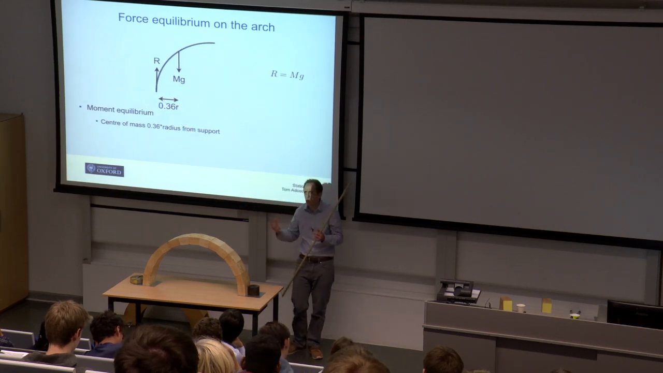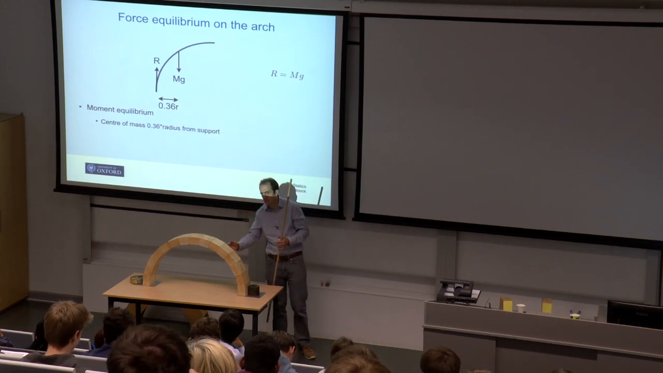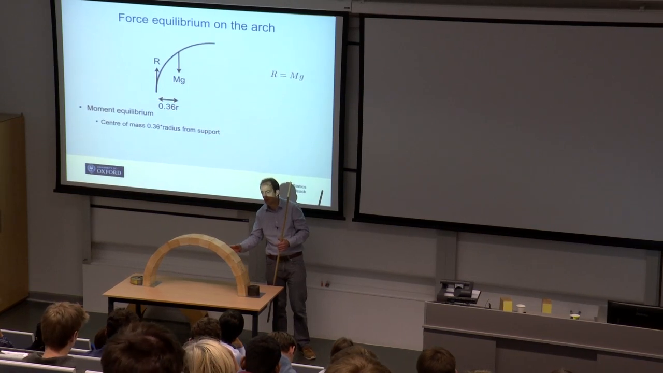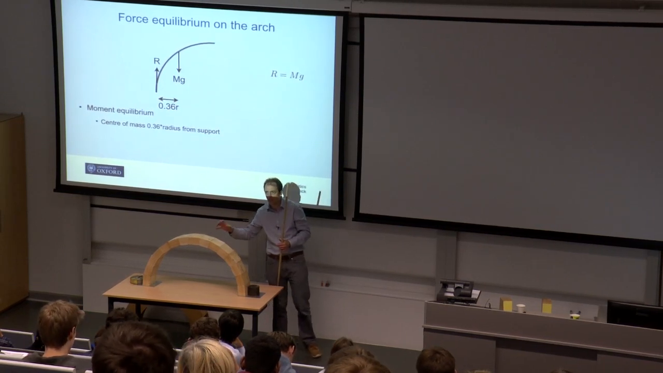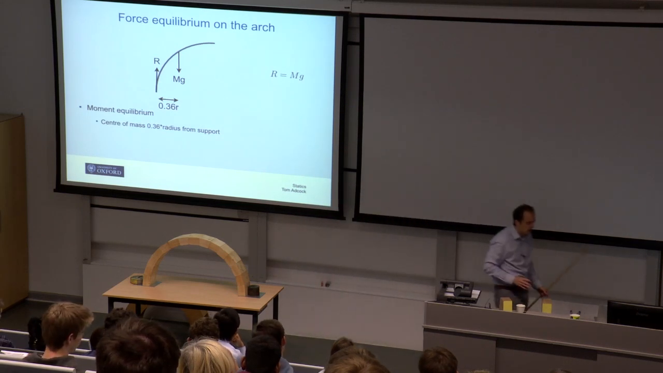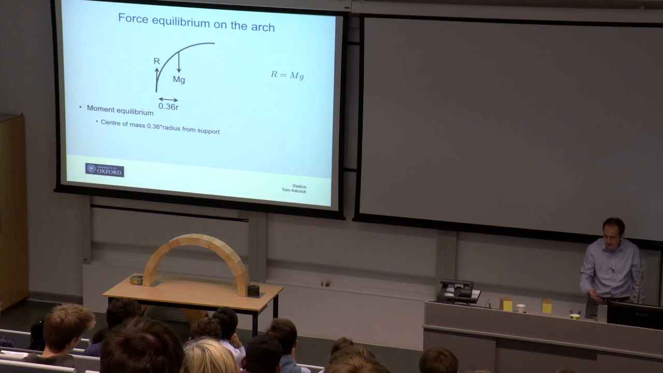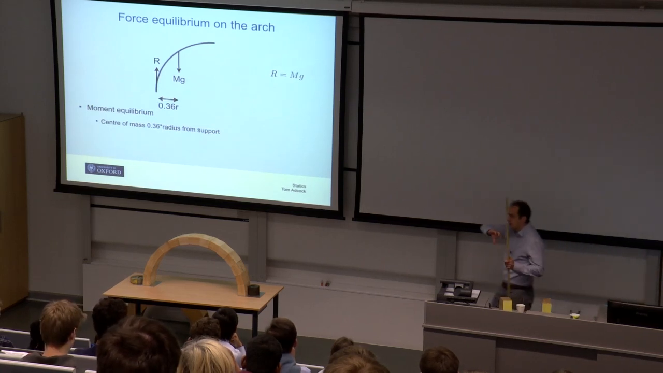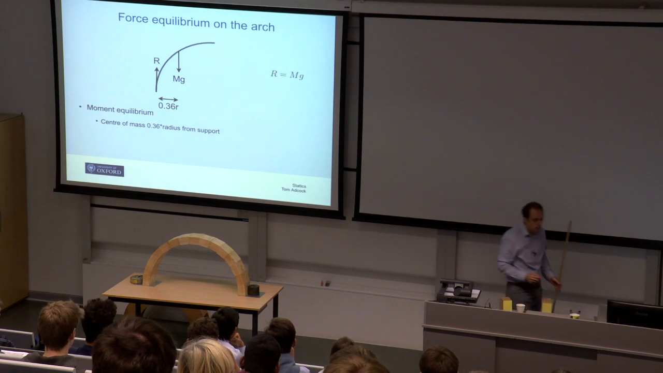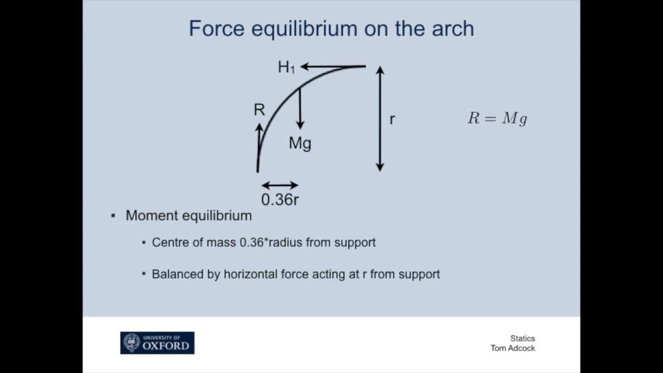Now, I hope that seems reasonable, that if r is our radius, the centre of mass is going to be rather closer to one end than the other. So I hope that 0.36 value sounds reasonable. So what's going to actually balance the weight of this structure which is pulling the arch down? Well, we're going to need some horizontal thrust from the other half of the arch.